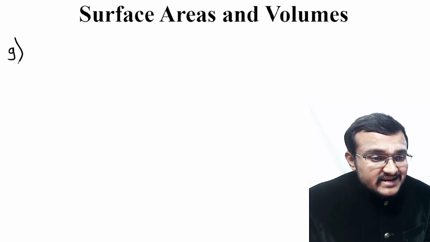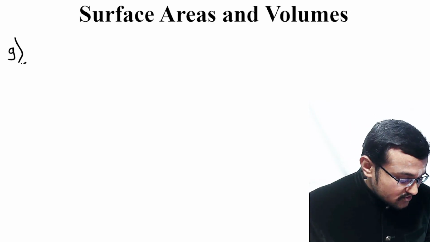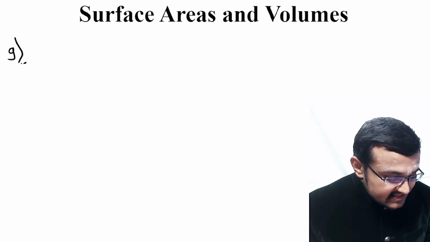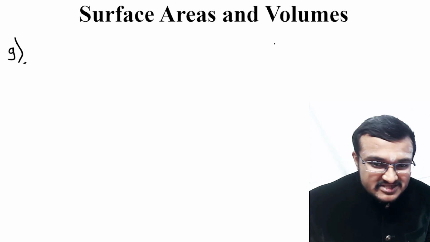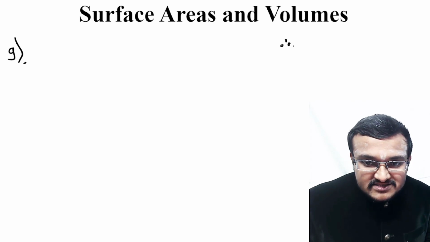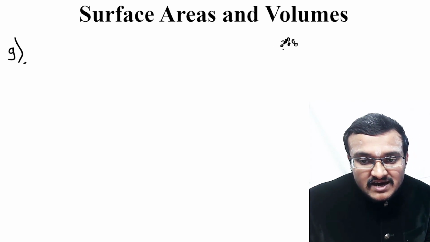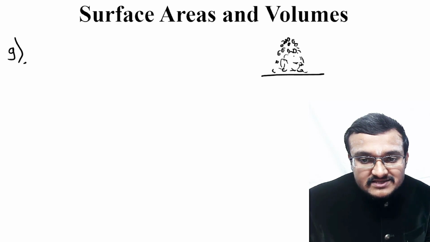So now we will move into the ninth question in this exercise. In the ninth question, there is a heap of wheat in the form of a cone. So that means here there are wheat grains like this. Those wheat grains are in the form of a particular cone. If this is the ground, these wheat grains have been put in the form of a cone like this.